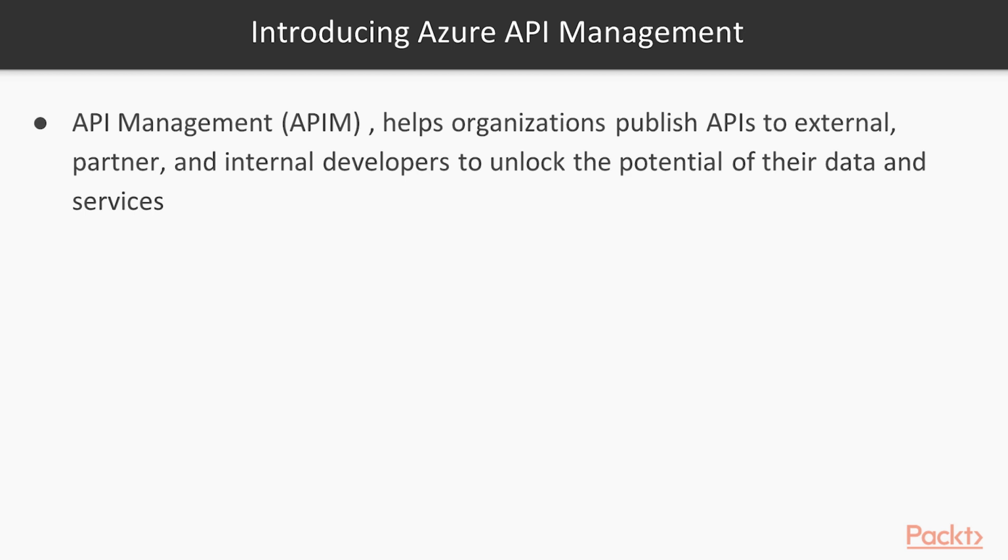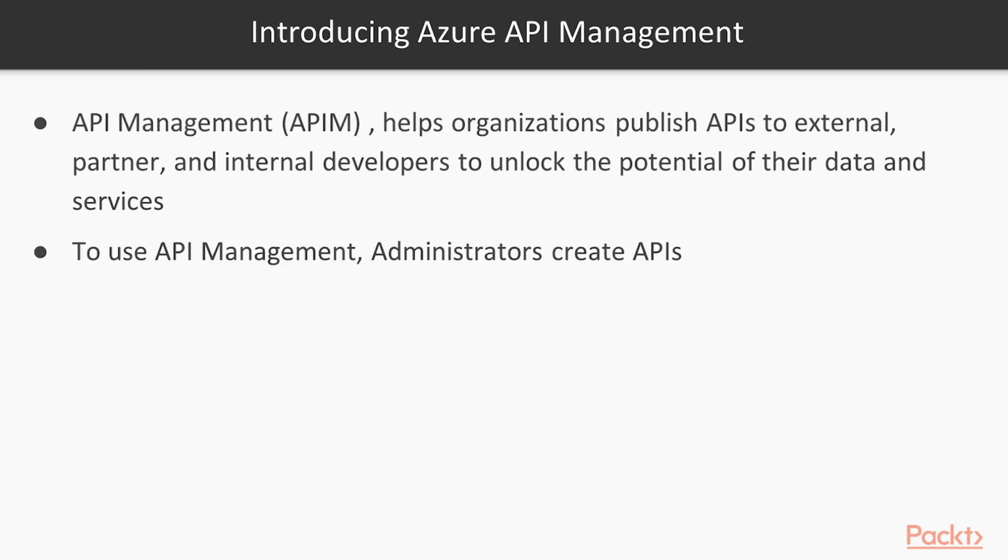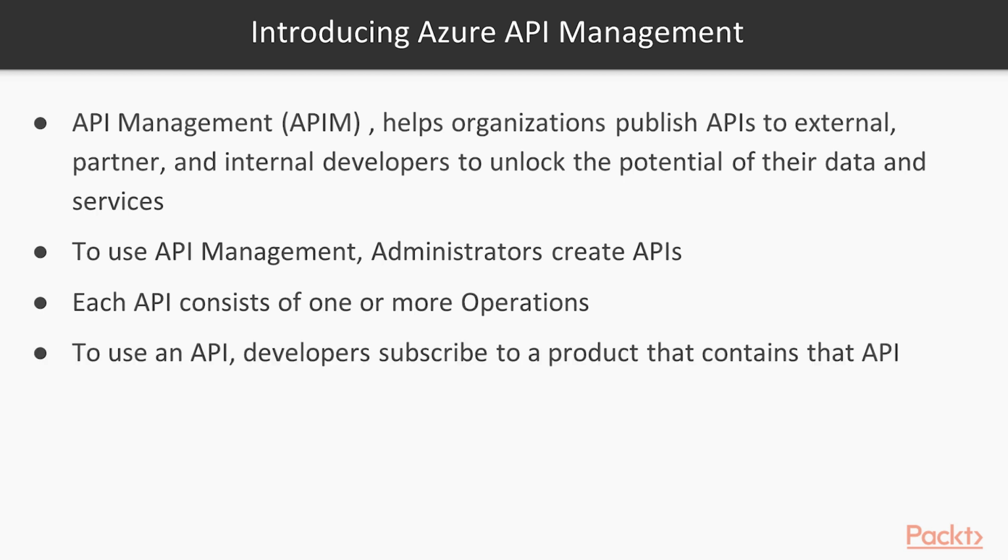API Management, abbreviated as APIM, helps organizations publish APIs to external, partner, and internal developers to basically unlock the potential of their data and services. To use API Management, administrators create APIs. Each API consists of one or more operations, and each API can be added to one or more products. To use an API, developers subscribe to a product that contains that API, and then they can call the API's operation, which can be governed via the usage policies that may be in effect.